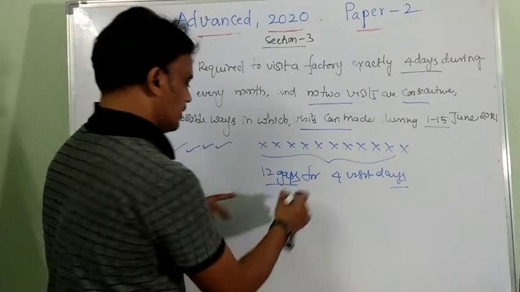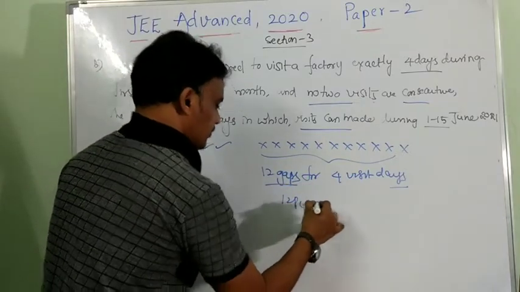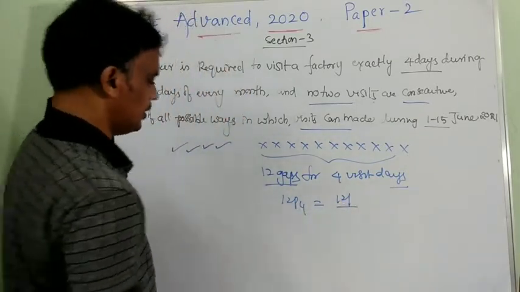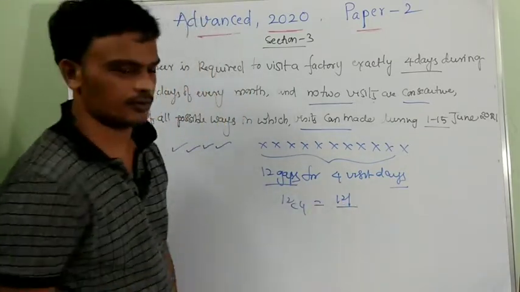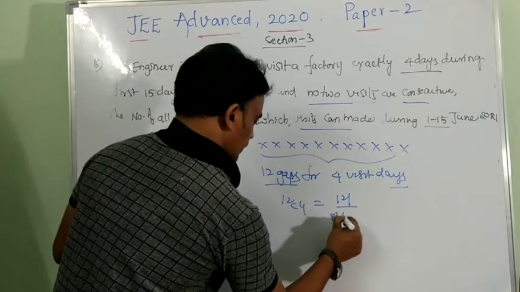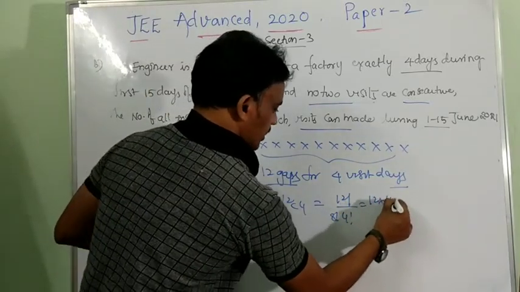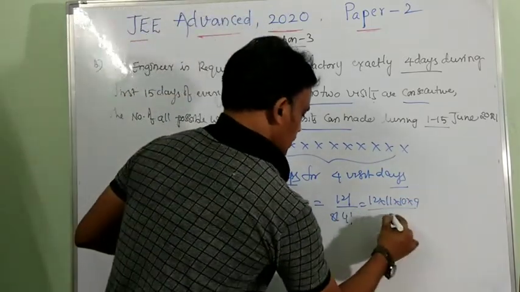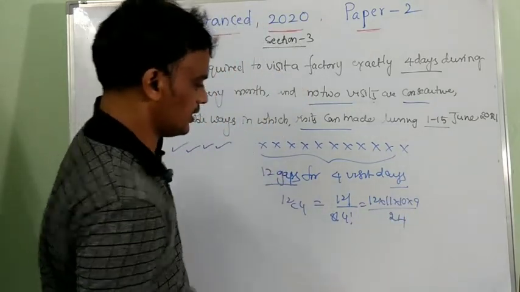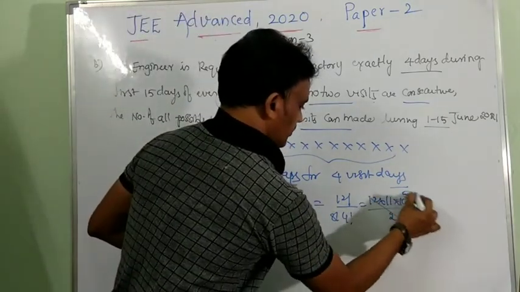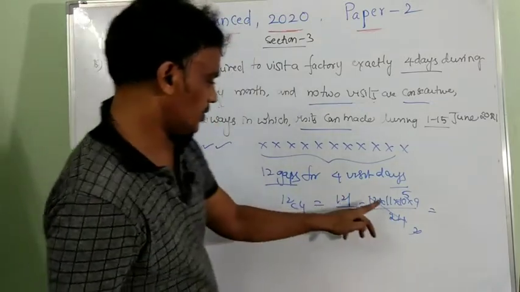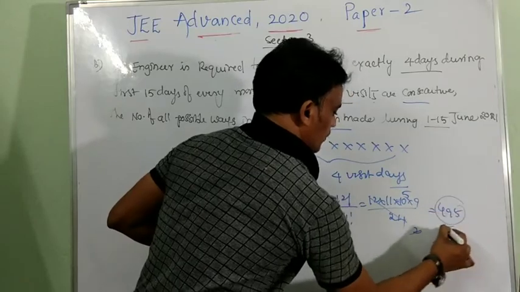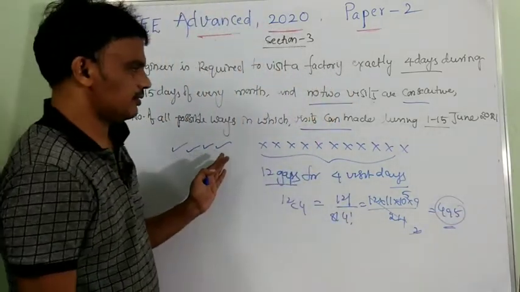So how many ways can you arrange? It is 12P4. No, 12C4, I'm sorry, which is 12 factorial by 8 factorial into 4 factorial, which is 12, 11, 10, 9 by 24. 8 factorial gets cancelled. So 12 goes 2 times, 2 goes 5 times... so 55, and 495 will be the answer. Very simple thing.